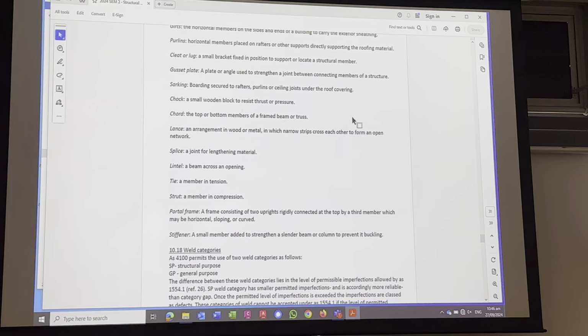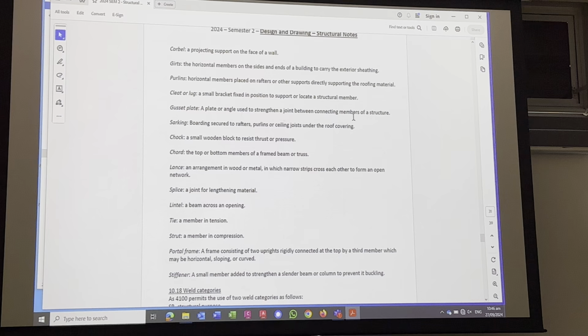There's some very good descriptions of things there which I've got in the test, particularly the splice, the lintel, the portal frame, the stiffener, and the purlin up there are ones I can remember that are questioned in the test. So a good page to have open when you start your test, because if I've got 5 questions on there, you've got a good chance of one of them popping up or two.